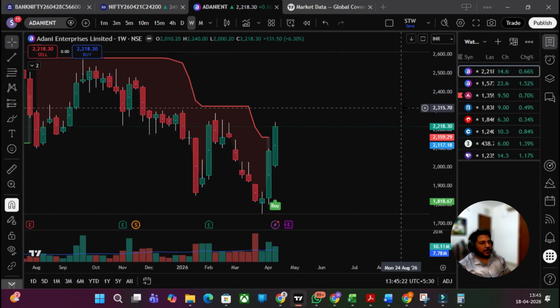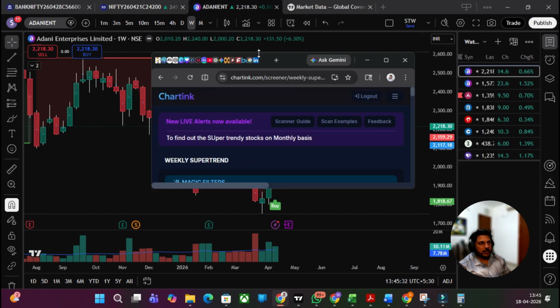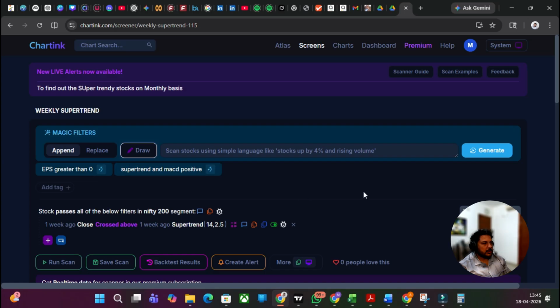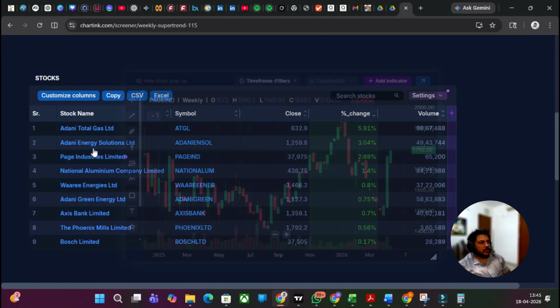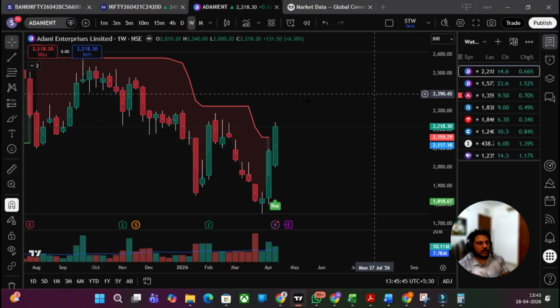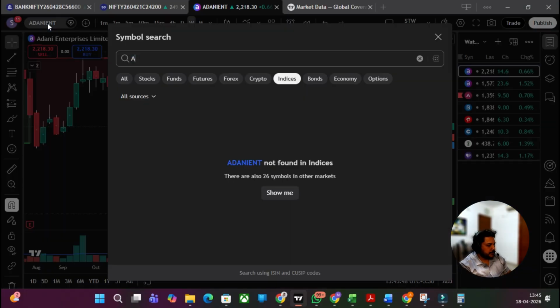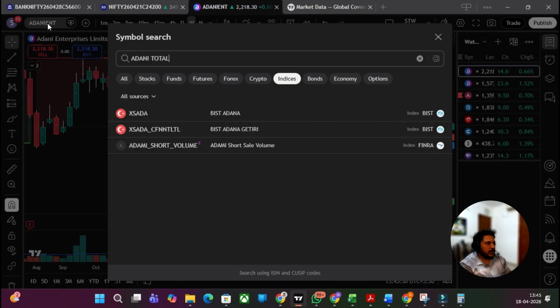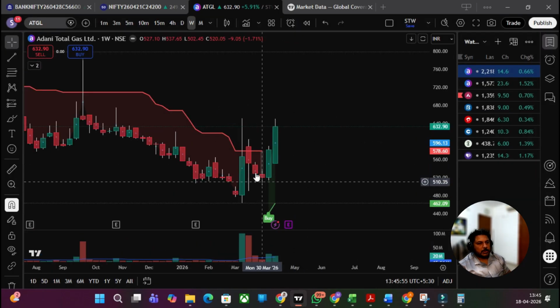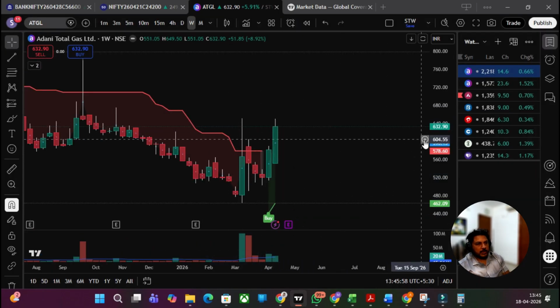So let's understand how we can find these kind of stocks every week. I have a tool which I have created, which is charting. So let's look at this tool. It's a weekly filter. So today if I get an entry on Adani Total Gas Limited, let's look at Adani Total Gas. So Supertrend is giving me an entry here.